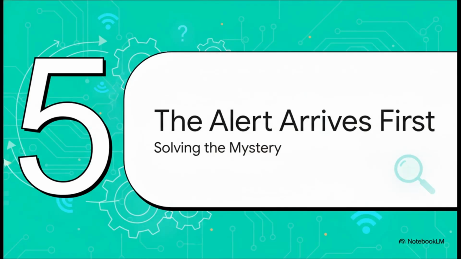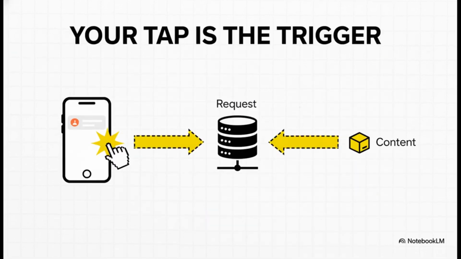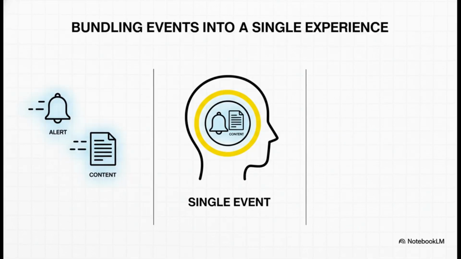All right, so let's put it all together now. We can finally solve the mystery of the empty app. So first, remember, that buzz in your pocket is just a heads up. It's a signal to the app saying, hey, you might want to go check for something. It is not the content. Your tap is the trigger. When you tap that notification, that's the moment the app actually goes, okay, time to go get the real data from the server. See, our brains are wired for simplicity. We see the notification and we just assume it's all one thing. Alert equals content. We figure if we can see the alert, the content must already be there waiting.